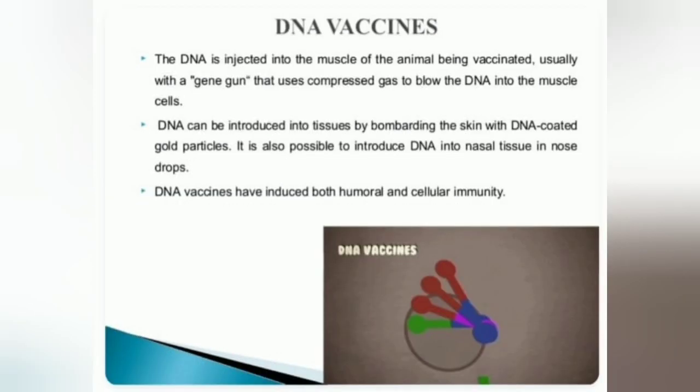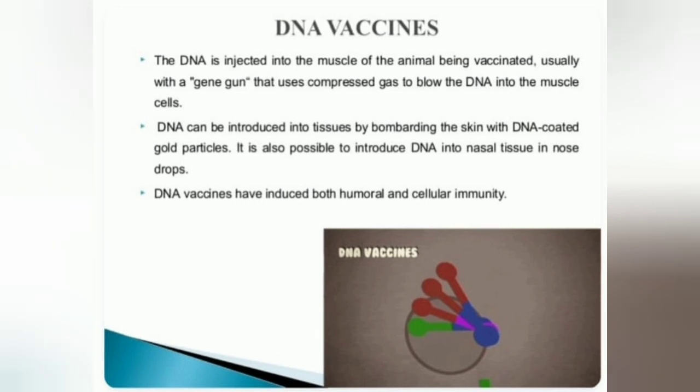Now we have to know about the DNA vaccines. The DNA is injected into the muscles of the animal being vaccinated, usually with a gene gun that uses compressed gas to blow the DNA into the muscle cells. DNA can be introduced into tissue by bombarding the skin with DNA coated gold particles. It is also possible to introduce DNA into nasal tissue in nose drops. DNA vaccines have induced both humoral and cellular immunity.